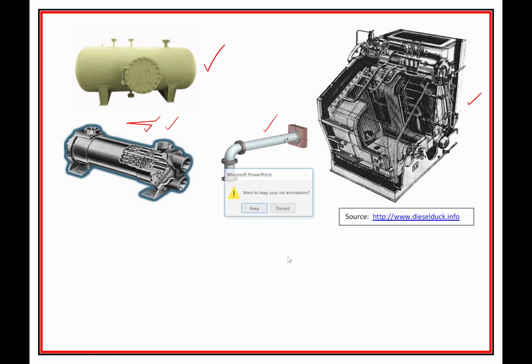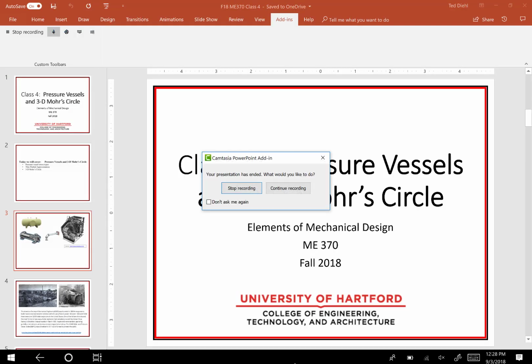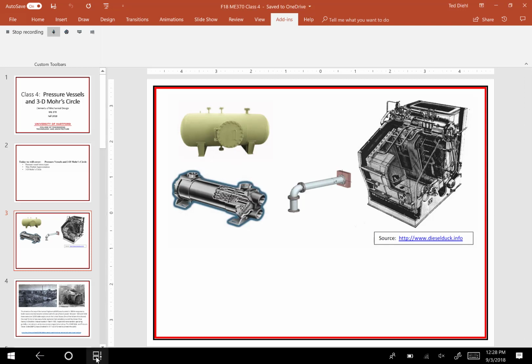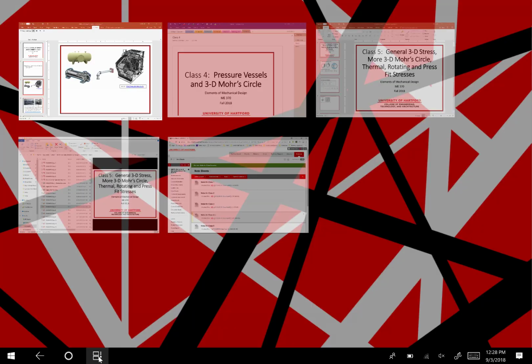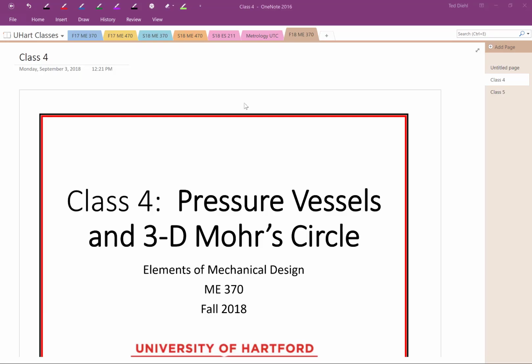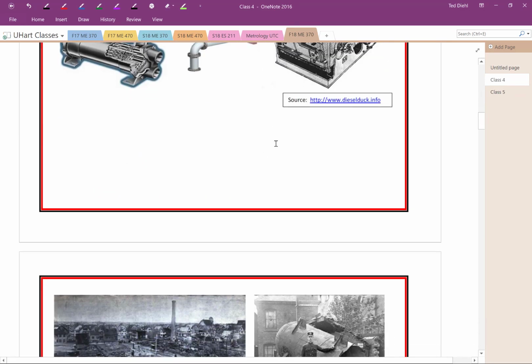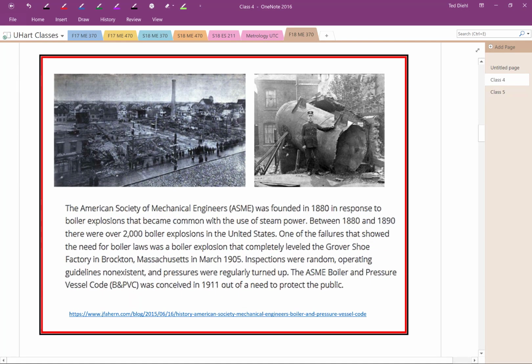Now, I am going to move over to OneNote because I can't figure out, and apparently no one else can in the world, how to get those stupid squiggles to stop when using Camtasia and PowerPoint. So here we go. Again. So let me see here. I'll go green.